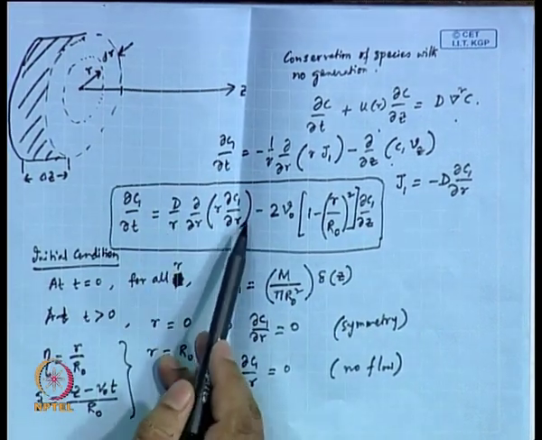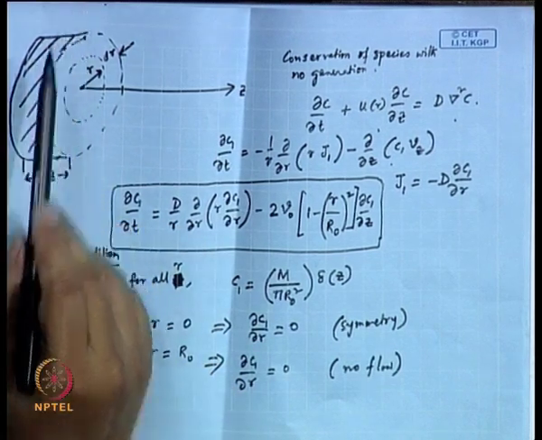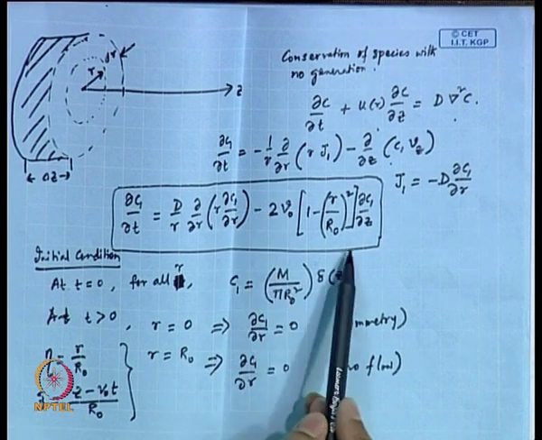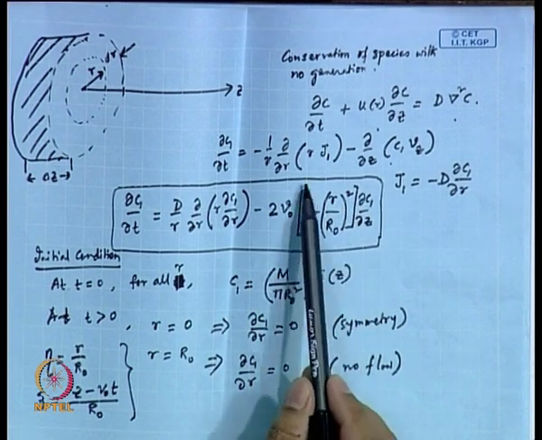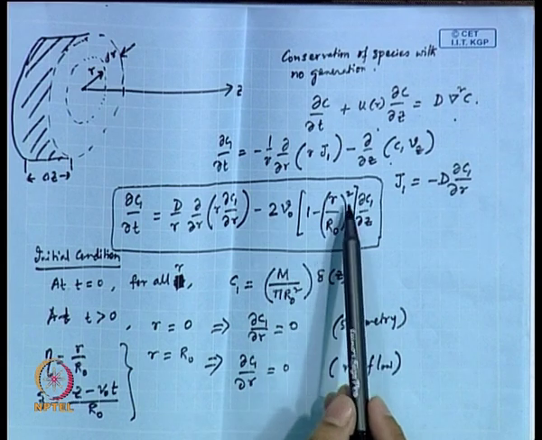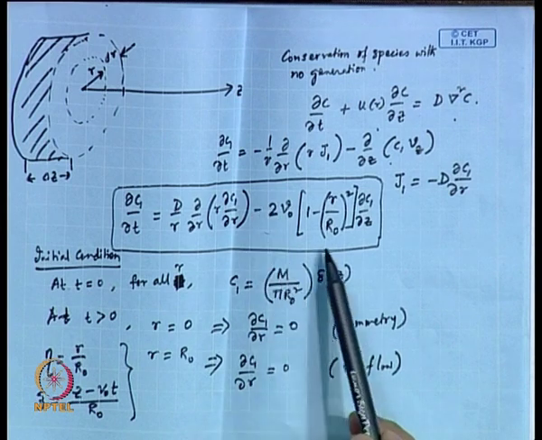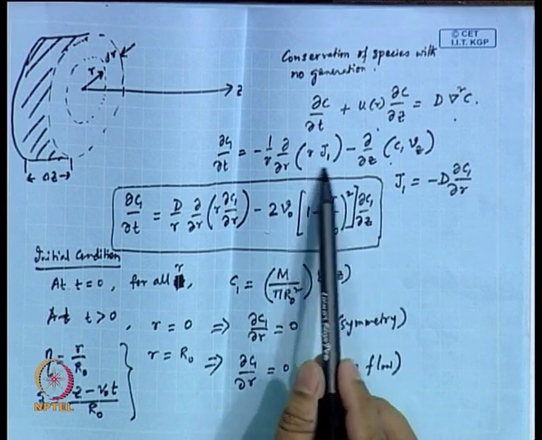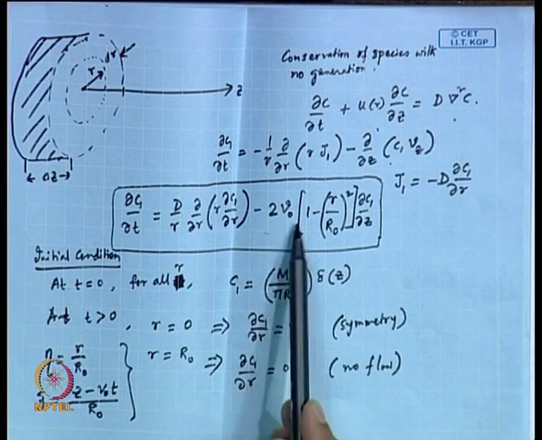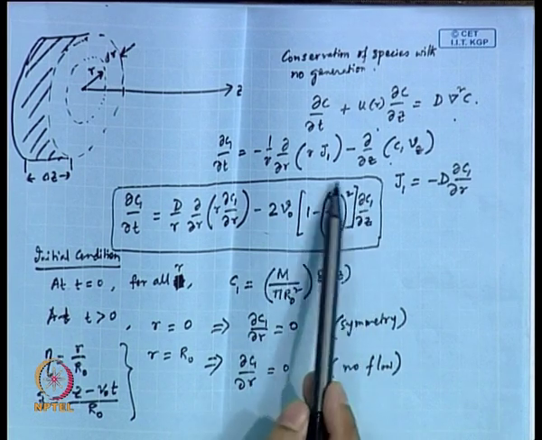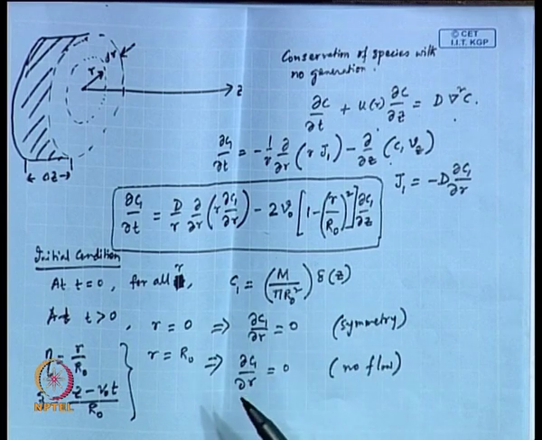This is the result of the diffusive term, that means radial diffusion, and this is the result of the convective term. Convective term in the sense that this part, 2 V0 into 1 minus r by R0 whole square, is basically the local velocity, and V del C1 del z is the convective term. So, V0 is the average velocity, and 2 V0 is the maximum velocity, which comes from a standard expression for the parabolic velocity profile.